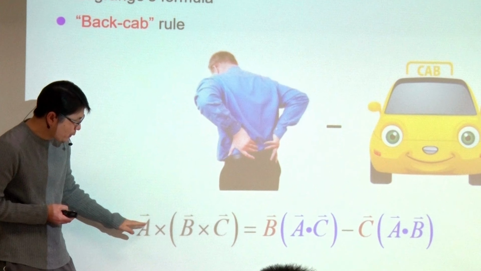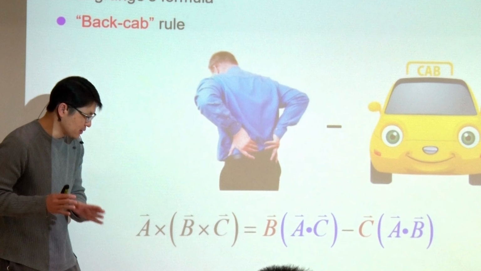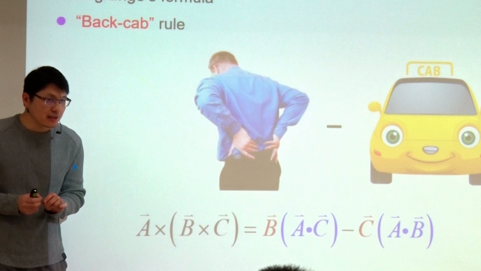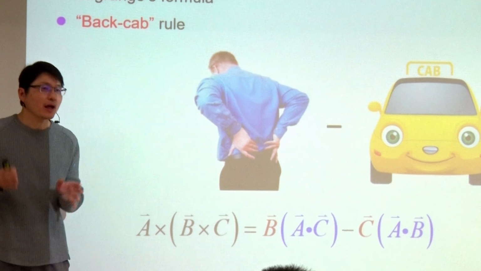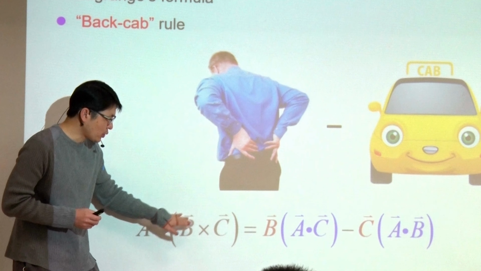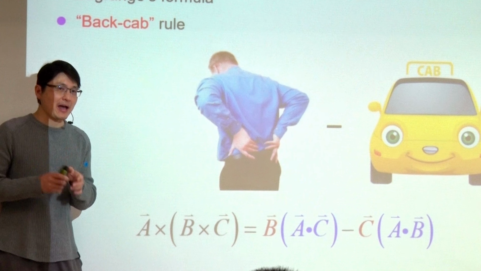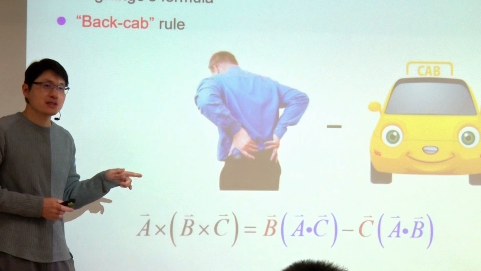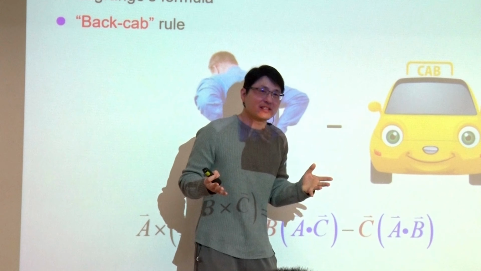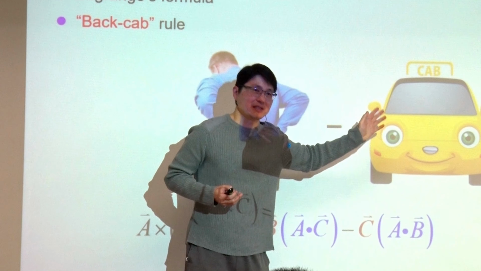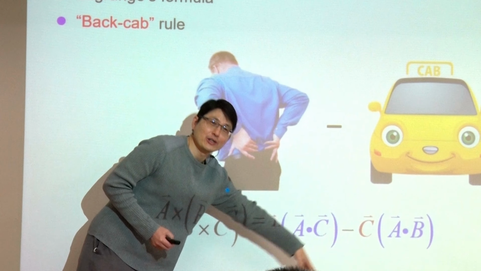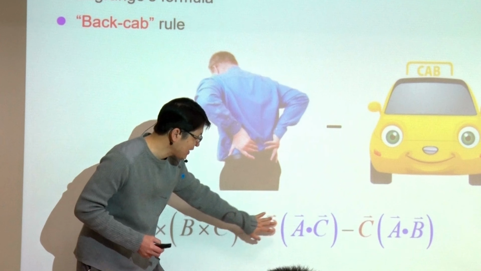The vector triple product, A cross B cross C, can be simplified into dot products. So the trick is A cross B cross C is equal to back, your back, minus the taxi, cab. In the United States, taxis are usually called cabs, C-A-B. Back, B-A-C-K, you drop the K, right? So back minus cab.